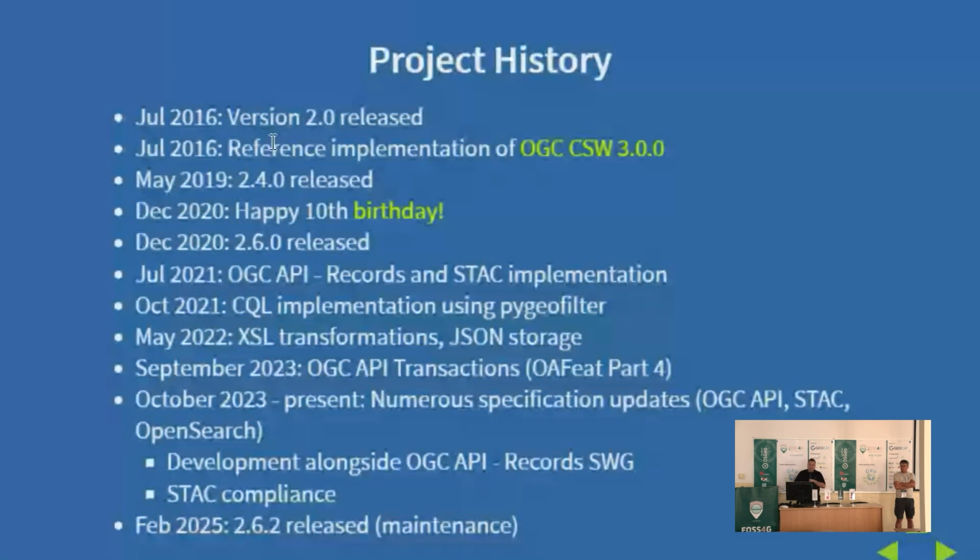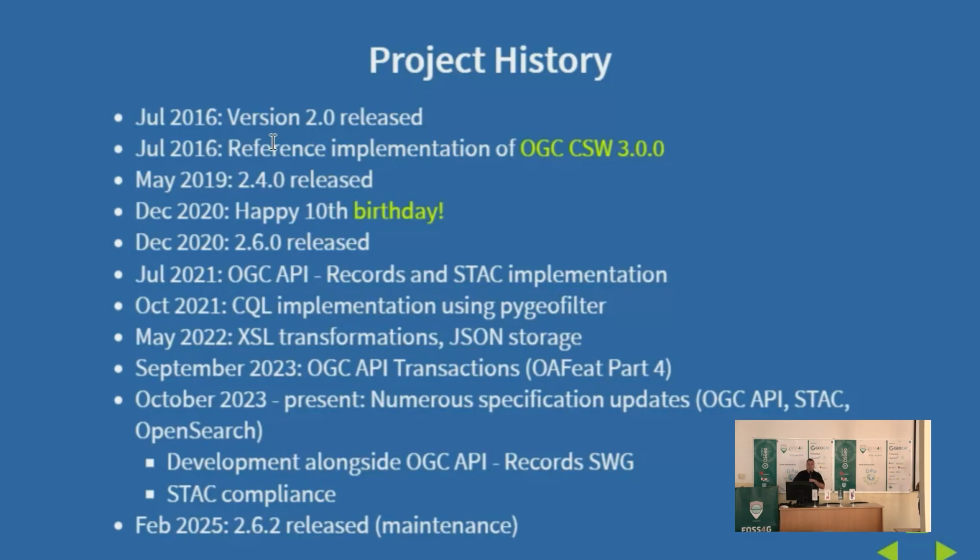We kept developing, and we released version 2 in 2016, and we then became the reference implementation for CSW 3. From there, around 2019, 2020, in OGC, we started working on something called CAT4 or CSW4, which turned into OGC API Records. So during this time, the PyCSW project started following the OGC API Records work.